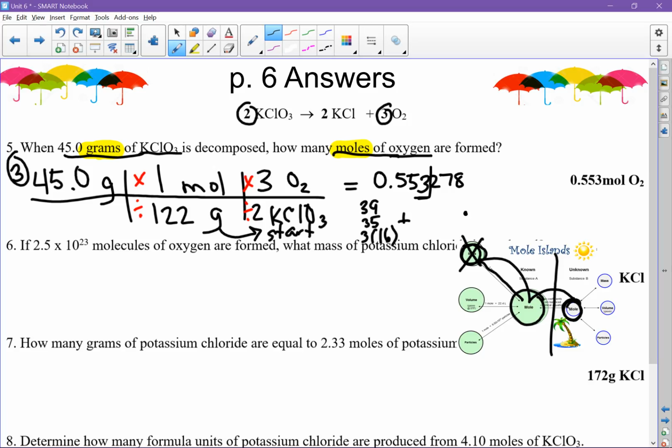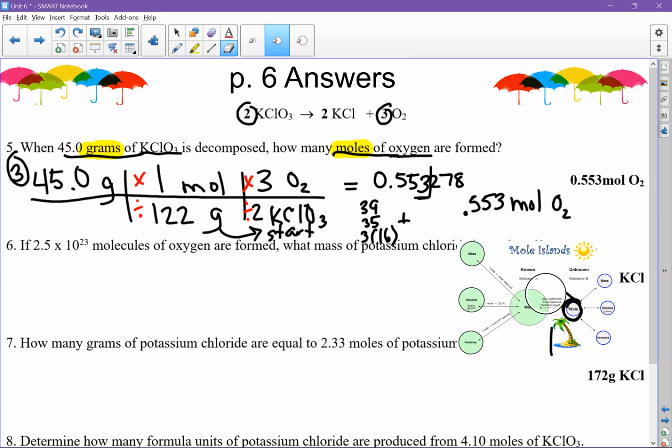Do not write 0.55302s. That doesn't tell me anything. I need you to tell me that we were looking for moles first. Then you can always add O2 if you would like to.